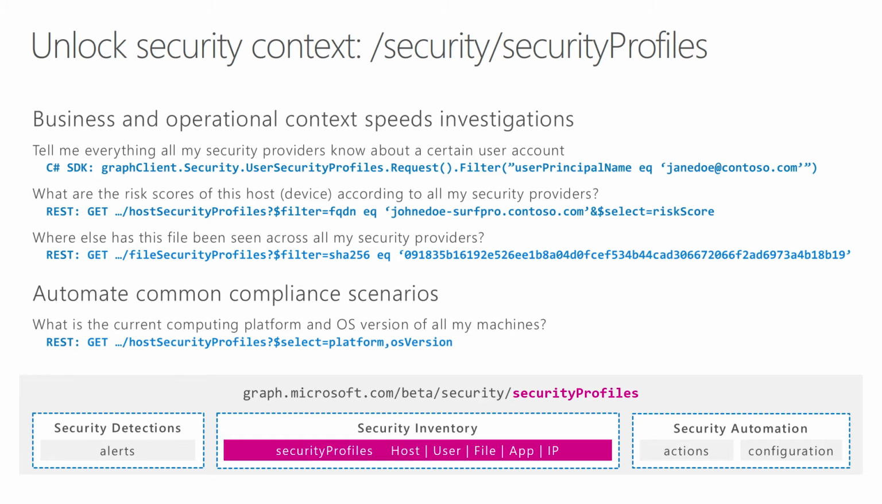You can also query security providers to get the context they might be providing. For example, you can query security providers for risk scores associated with the host or a specific file. This query will return any information your security products know about the item, specifically in your environment. Security profiles can also be used to address compliance questions. For example, a simple query to all of my hosts requesting their current platform and OS version can give me valuable data on the patch state of my machines.